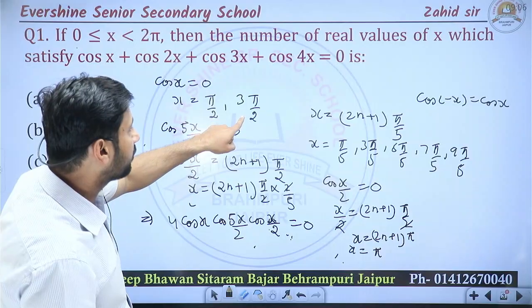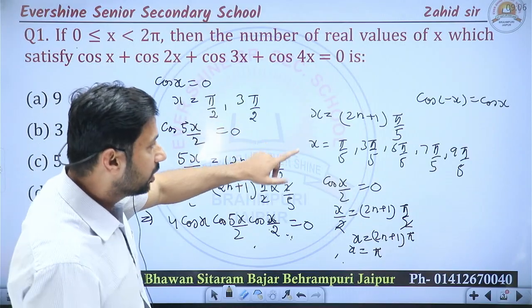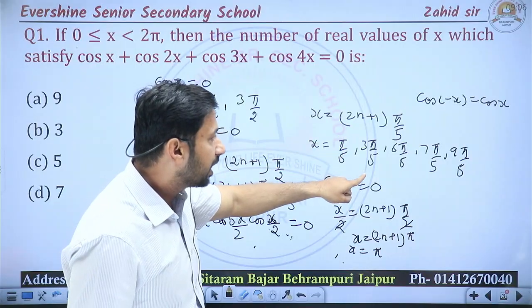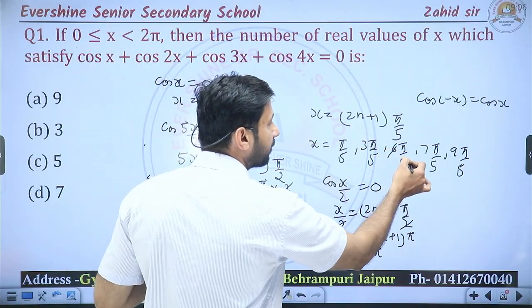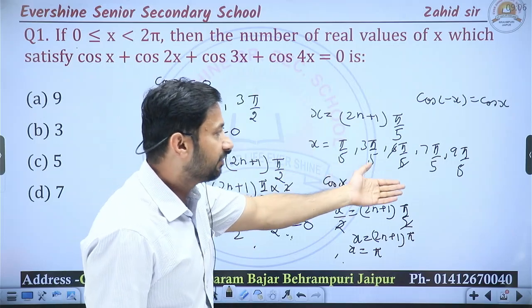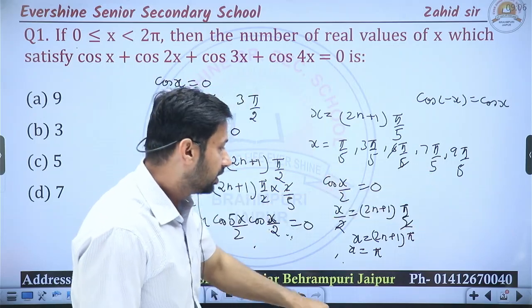First I got two values of x, pi by 2 and 3 pi by 2. Here we are having pi by 5, 3 pi by 5, 5 pi by 5 will be pi, and 7 pi by 5 and 9 pi by 5. And the last is pi.